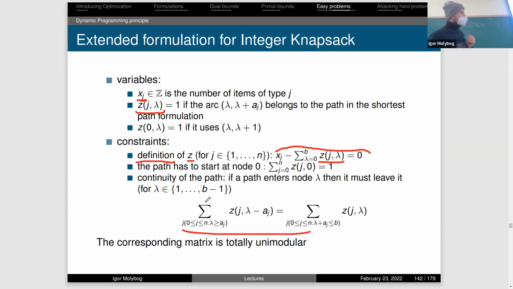Basically, the number of arcs that are entering a particular node equals the number of arcs that are leaving a particular node. The corresponding matrix is totally unimodular, which, as you probably remember from the last lecture, implies that this formulation is exact, and the solution of the linear programming relaxation gives you the exact solution of the original problem.